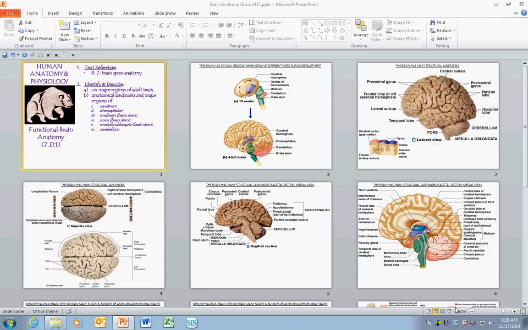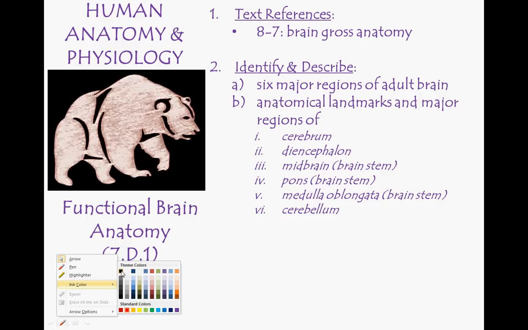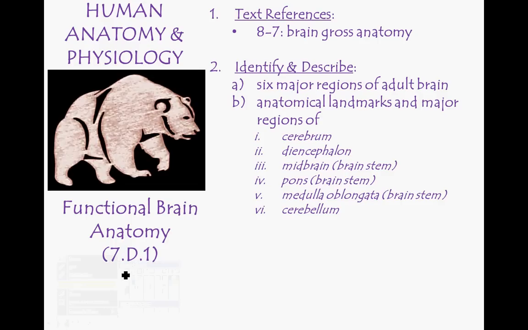Welcome to another screencast where I'll be discussing the gross anatomical structures and features of the brain. By the end of this, you should be able to identify and describe 6 major regions of the adult brain, and then the anatomical landmarks and the major regions of the cerebrum, the diencephalon, the midbrain, pons, and medulla, all of which make up what is known as the brainstem.